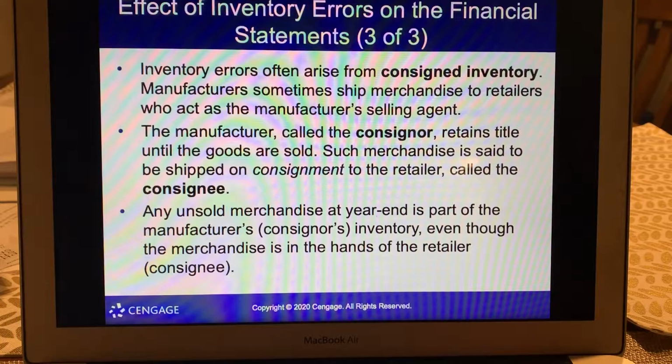Any unsold merchandise at year-end is part of the manufacturer or consignor's inventory, even though the merchandise is in the hands of the retailer or consignee. So sometimes, like if you purchase stuff, the consignor is the one that retains the title of the goods, and the consignee is where you're shipping it and it's being sold at a store.